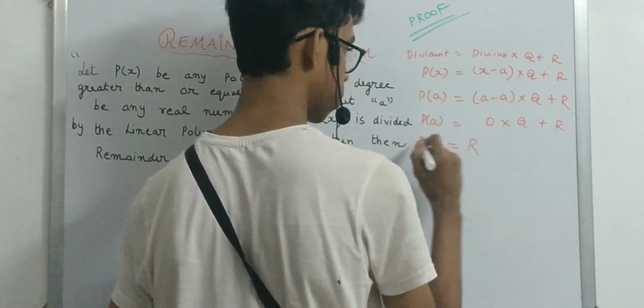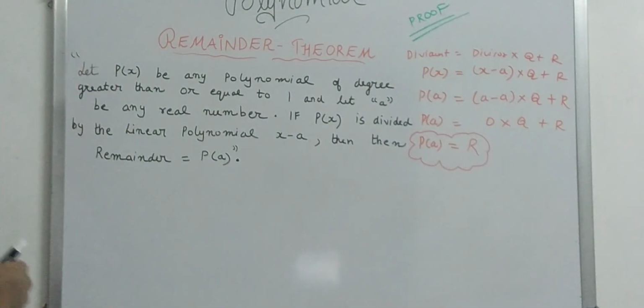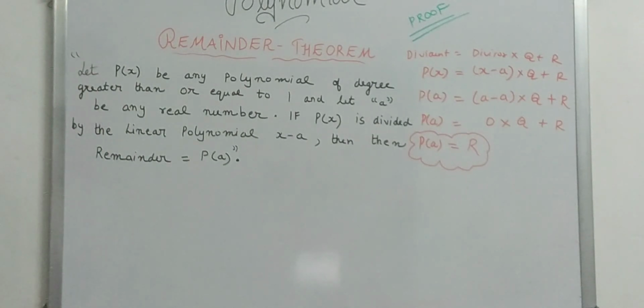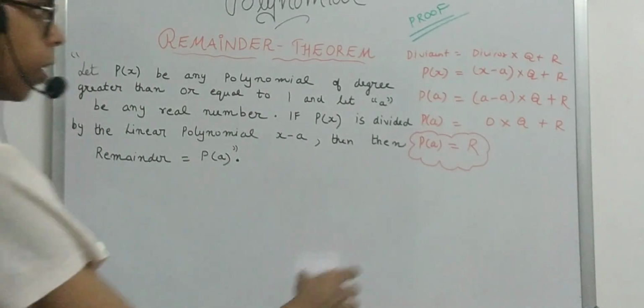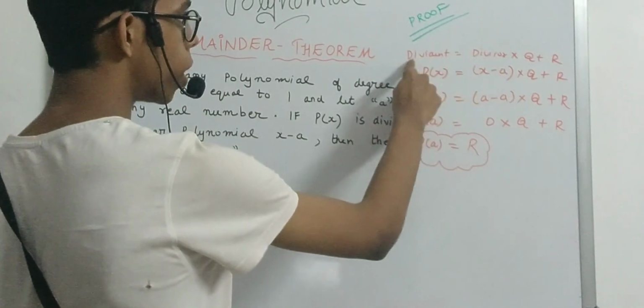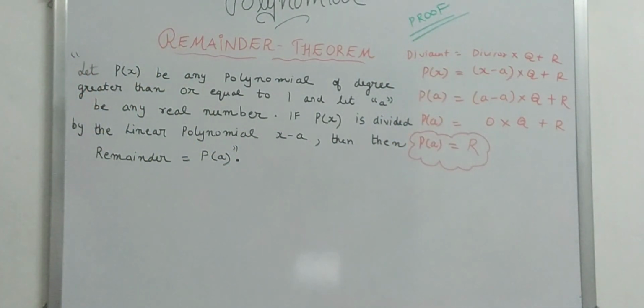So what is left with me? Which is your remainder. So from here I will be getting p of a is equal to the remainder, which is exactly what the remainder theorem tells you. Okay, so this is the way in which we prove the remainder theorem by our equation dividend is equal to divisor into quotient plus remainder. Okay, I hope it is clear.